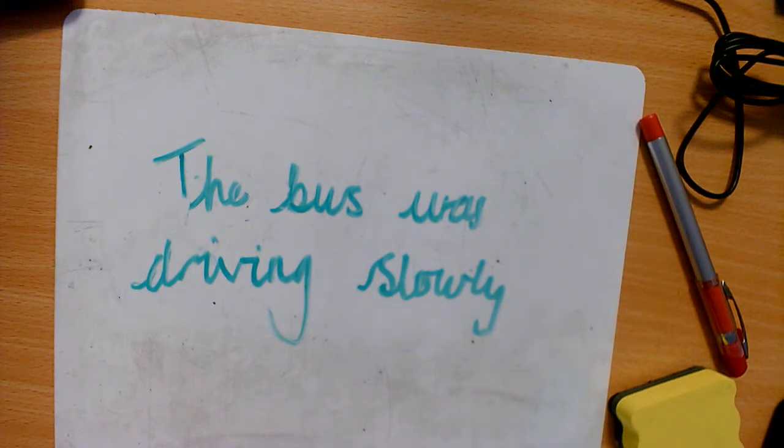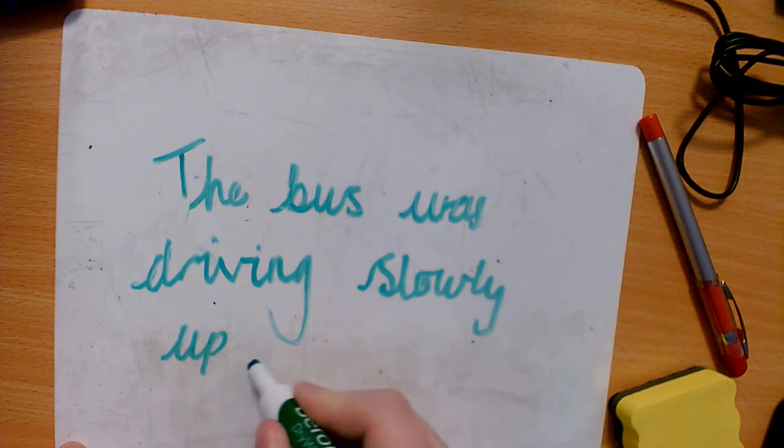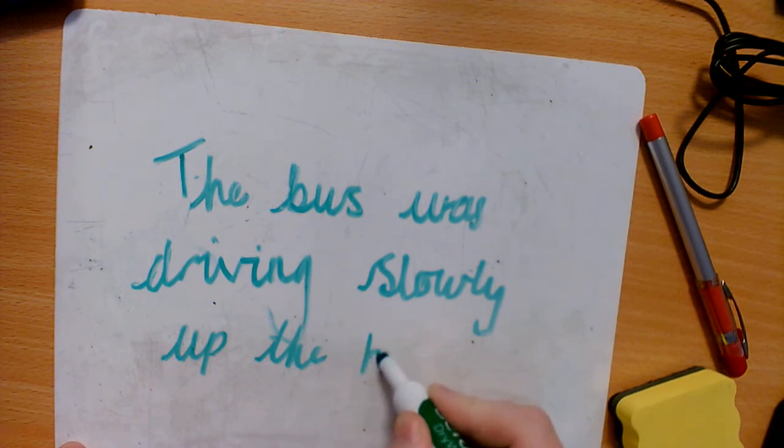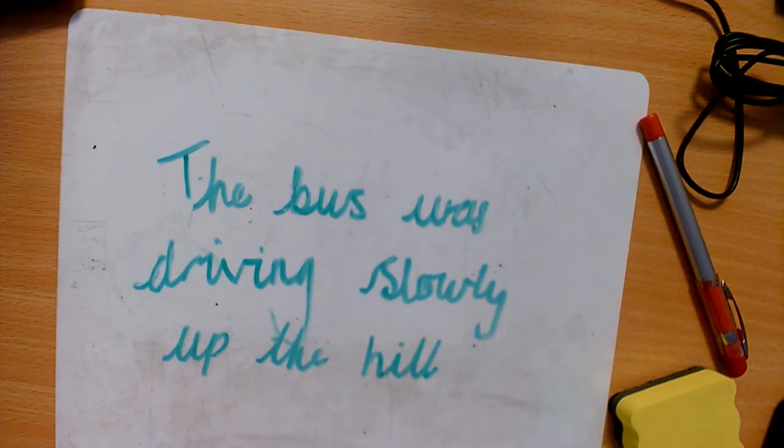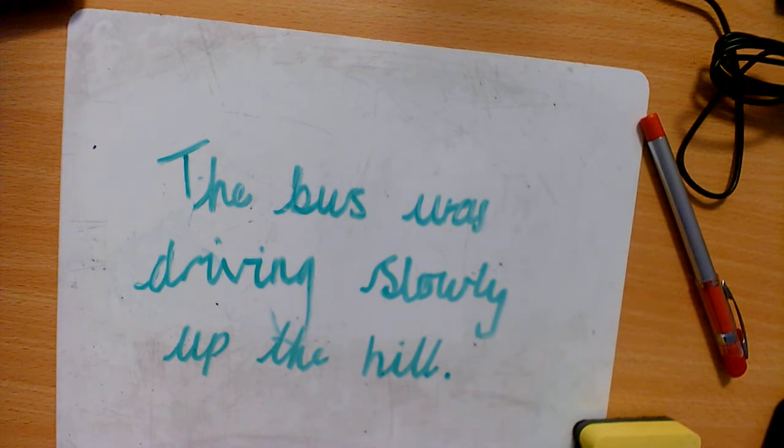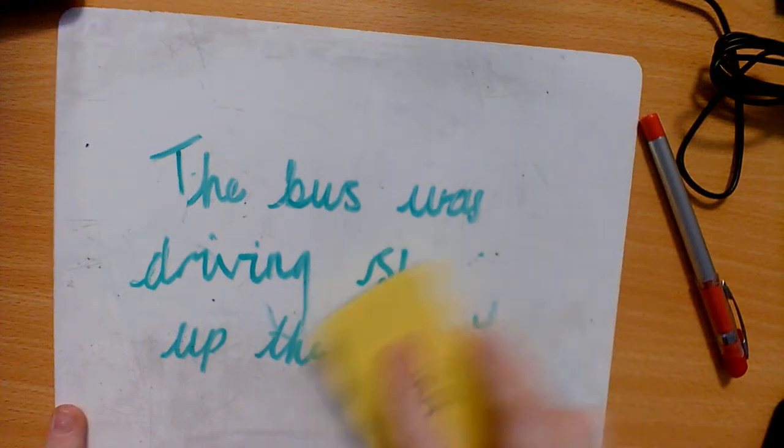So you should have now thought about what you could add to this, and this is what I'm going to add. I'm going to add up the hill, because it's telling us about where it was done. So the bus was driving slowly up the hill. So my example is there for you. Now what I would like you to do is go back to the worksheet and complete your 3 sentences. You'll have the sentences and you need to add the adverbial phrase to the 3 you have on your sheet. Pause the video and do that now.